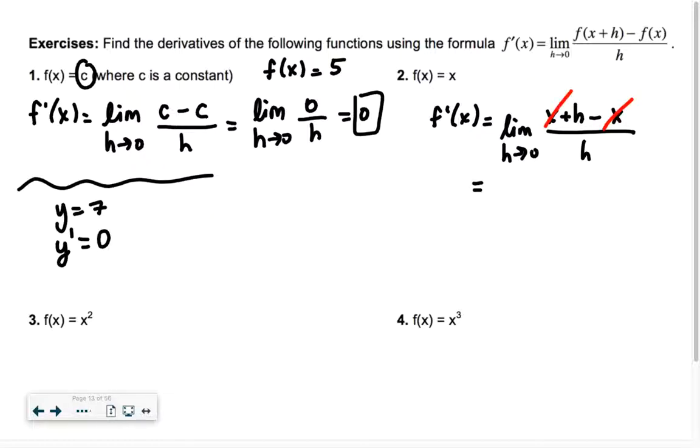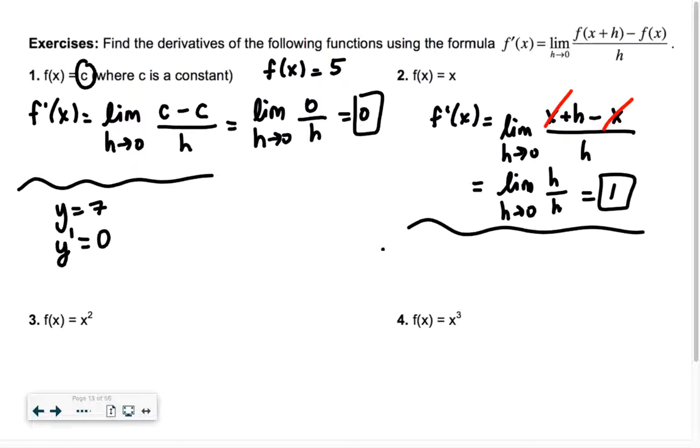x minus x goes away, so I get h over h. Imagine plugging in 0.1, 0.001, 0.0001. What am I always getting? 1. So what did we just show? We showed that if I had y equals x, its derivative is 1.